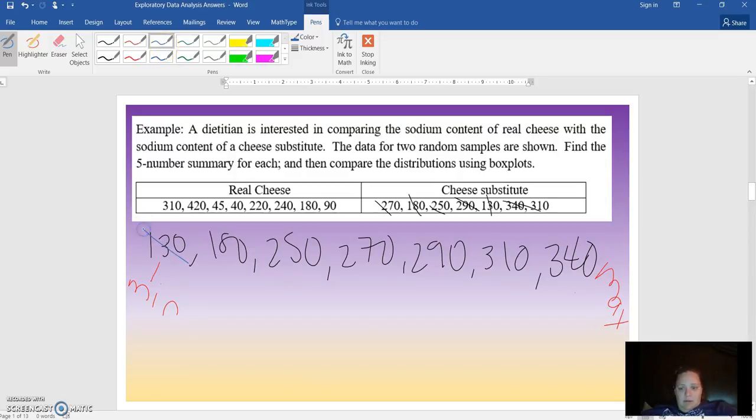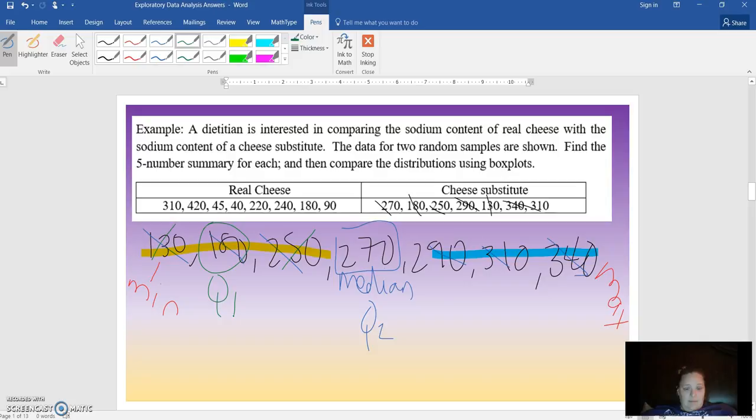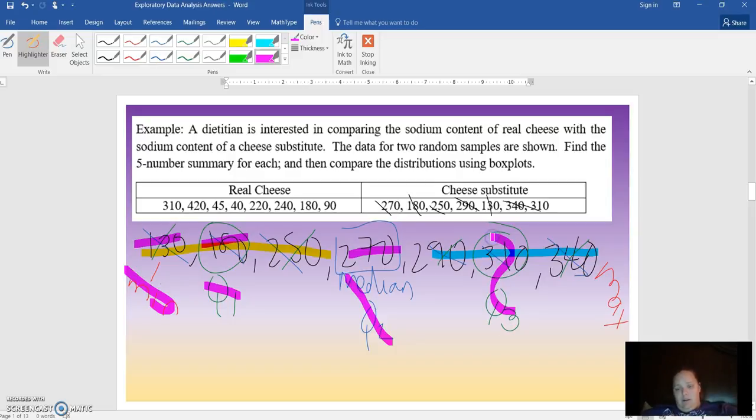Now let's find our median. This is our median, it's called Q2. I'm not going to include it. This is my lower half and this is my upper half. The median of the lower half is my Q1, 180. Then Q3 is right there, the median of the upper half. So my 5-number summary is minimum 130, Q1 180, median Q2 is 270, Q3 is 310, and max is 340.